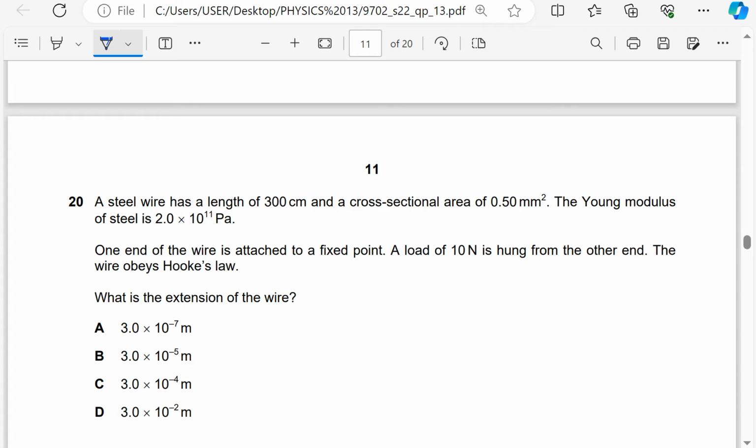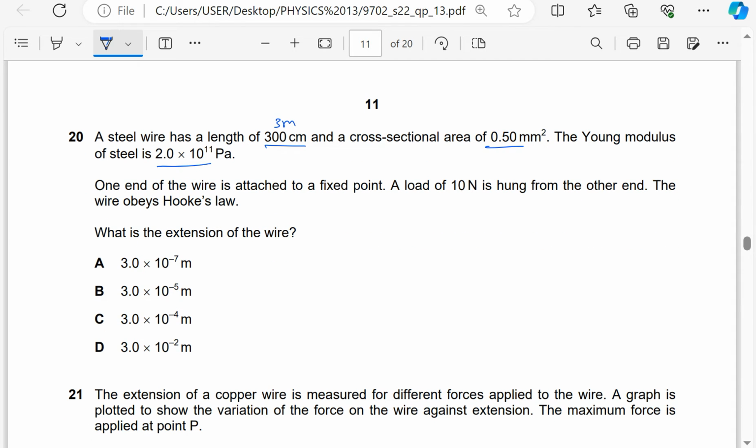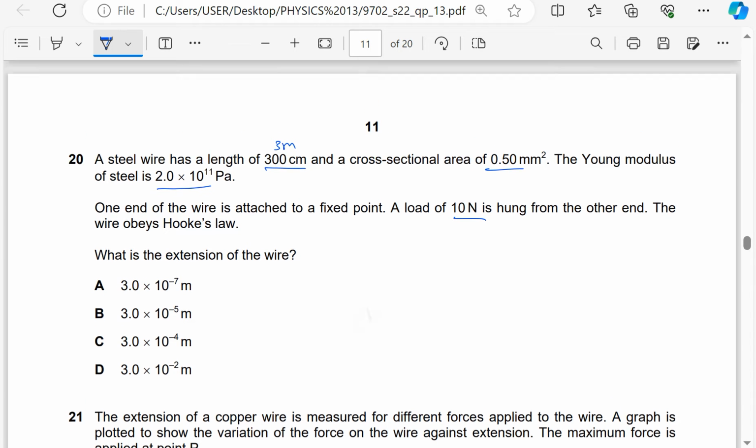A steel wire has length 300 centimeters, which is 3 meters, of course, and a cross-sectional area of 0.5 millimeters squared. The Young modulus of steel is 2 times 10 to the power of 11 pascals. One end of the wire is attached to a fixed point. A load of 10 newtons is hung from the other end. The wire obeys Hooke's law. What is the extension of the wire?